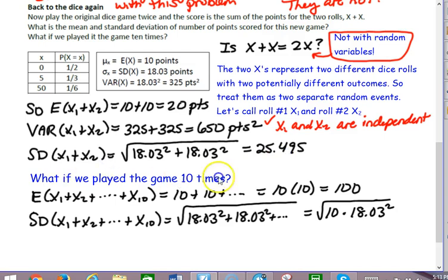So what if we play the game 10 times? Does this extend? Well, yes. This time we'd be adding up the expected value 10 times, so we would have 10 tens, or 100. If we added up the standard deviation squared 10 times, we could write that as 10 times 18.03 squared, and then take the square root of that. So this would extend to as many times as you want to play the game, or as many times as you want to repeat that random variable.